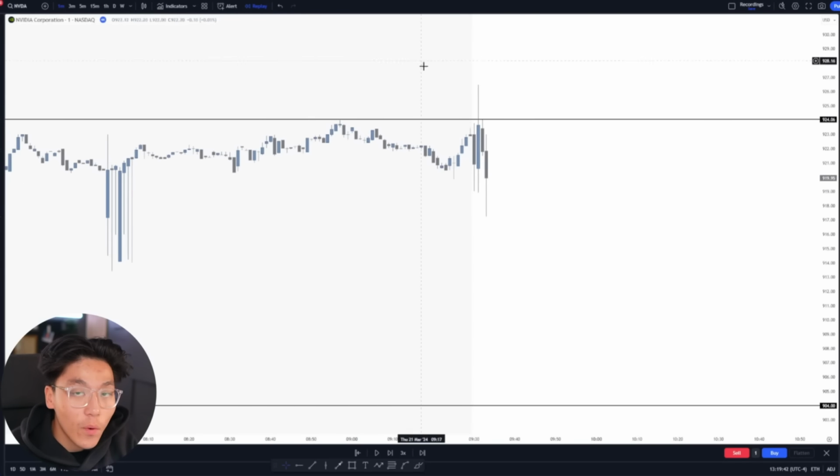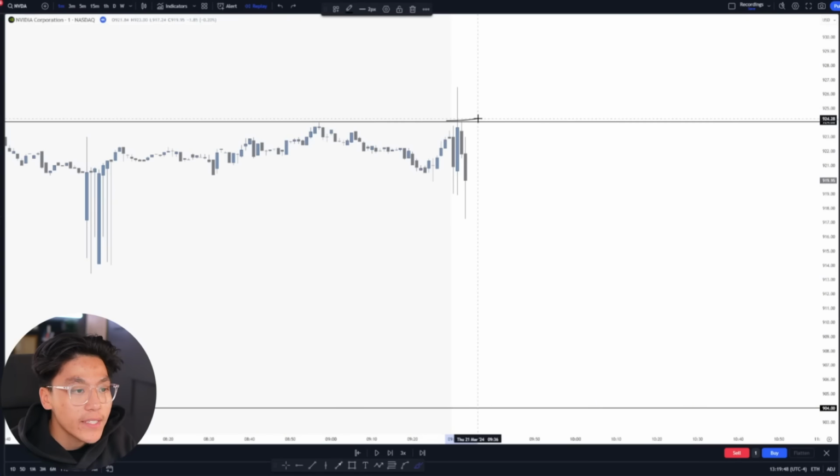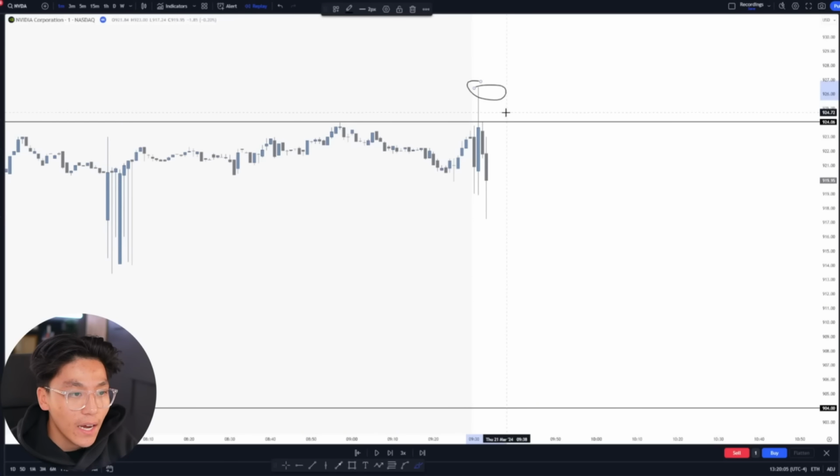you can see that right off the gates, we end up coming up and sweeping this level. You can see that the wicks do the damage, bodies tell the story. It wicks above this level, but the bodies ended up closing below this level. So what this indicates to me is that sellers are stepping in at the highs, and now they're trying to push price back down towards the downside.